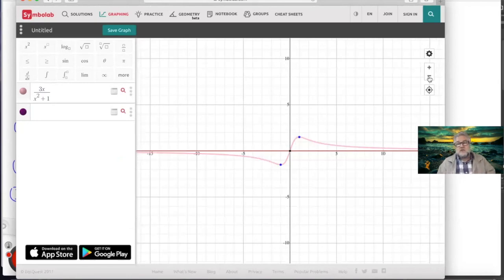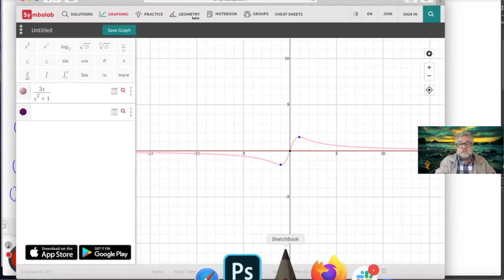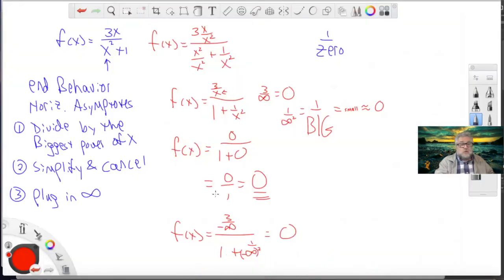So this function, its end behavior, is it has a horizontal asymptote at 0. Oh, look at that, it even says horizontal asymptote. Wow, Symbolab is smart. So this is how we calculate how functions behave, where their asymptotes are. Very important to find their asymptotes.